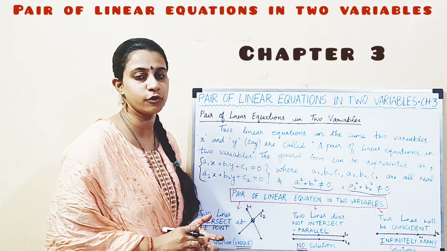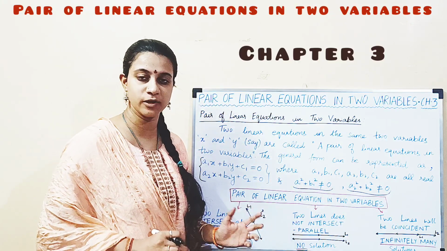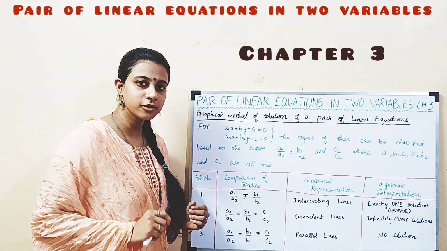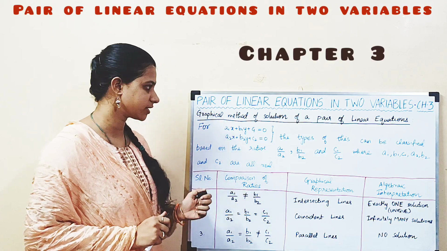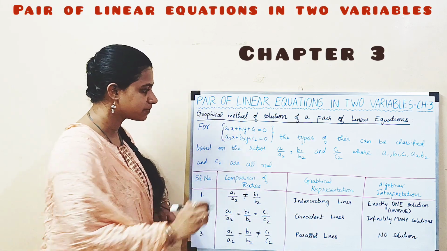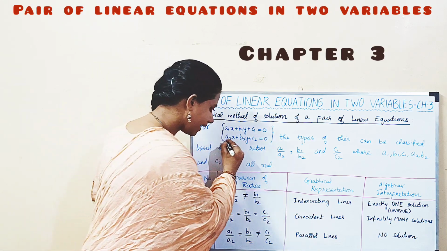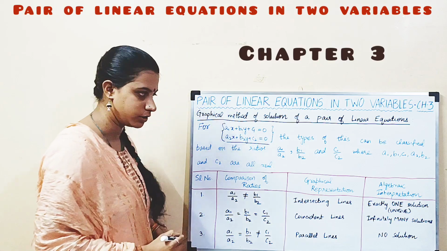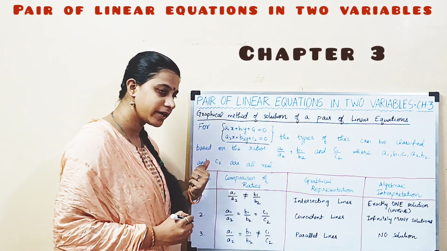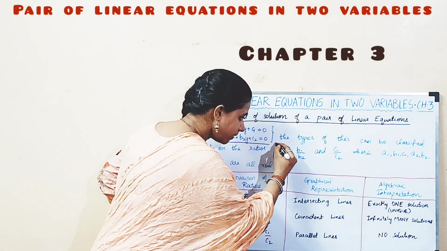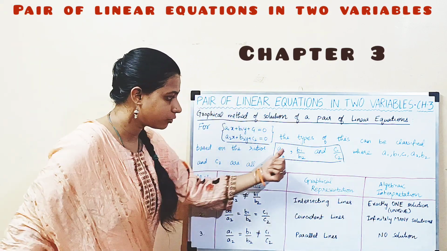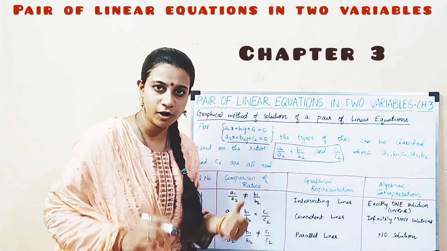These are the three cases for the types of solutions of a pair of linear equations in two variables. Now let's see the graphical method of solution for the pair of linear equations. For any pair of linear equations, that is a1x plus b1y plus c1 equal to 0 and a2x plus b2y plus c2 equal to 0, the types of these two lines can be classified based on the ratios a1 by a2, b1 by b2 and c1 by c2, where a1, a2, b1, b2 and c1, c2 are all real.